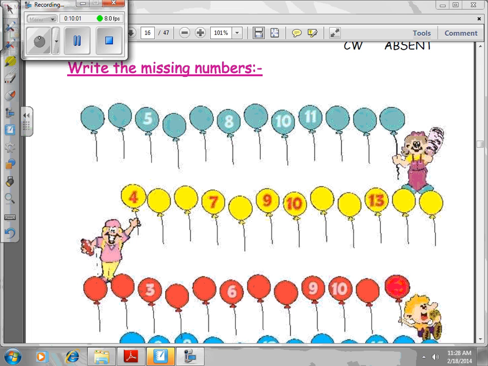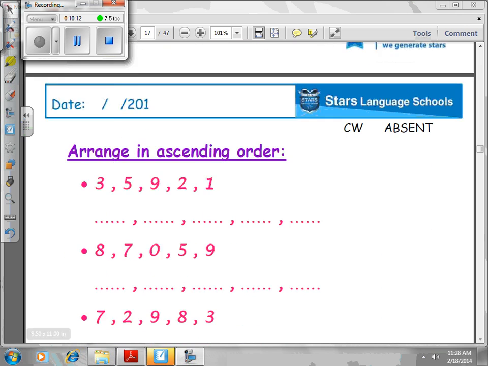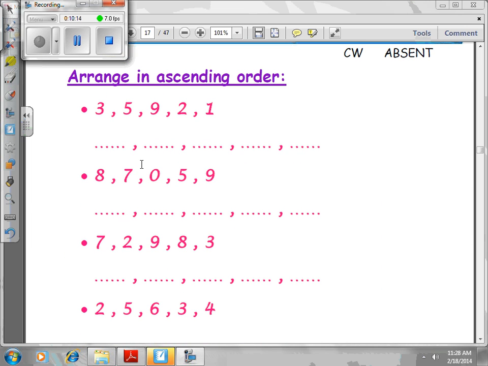And now, what's your homework? Your homework will be this page. You will write the missing numbers. In the balloons, you will write the missing numbers, and you will answer the next page, and you will arrange the numbers in the ascending order.